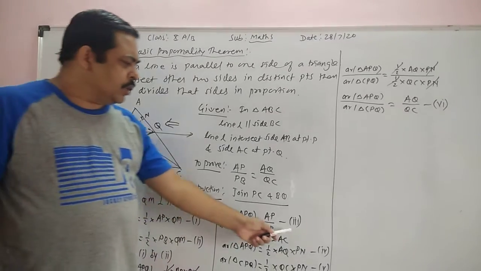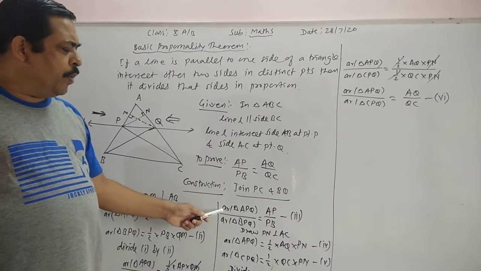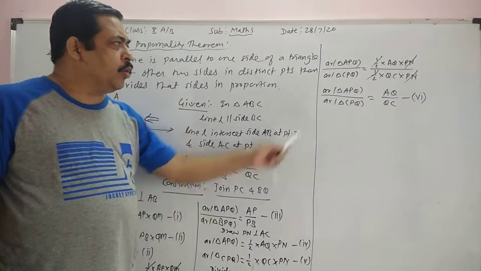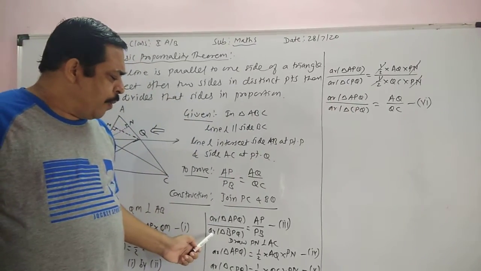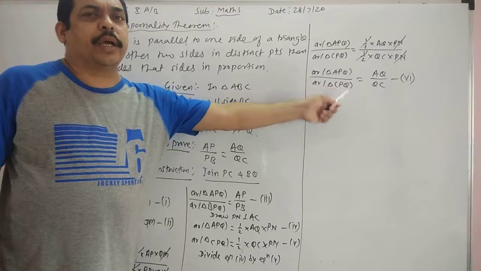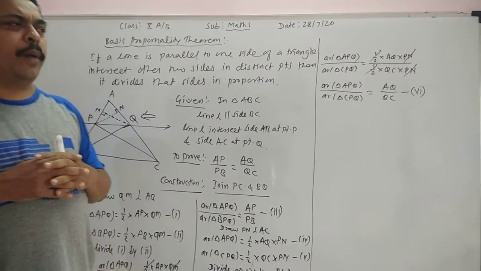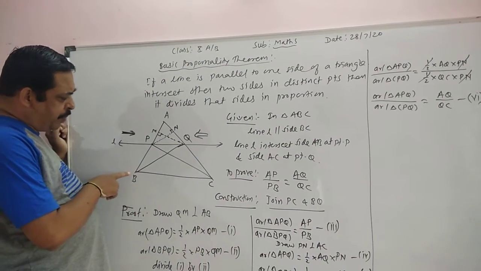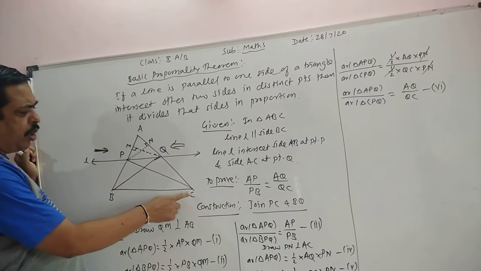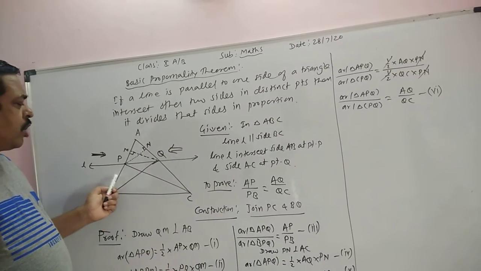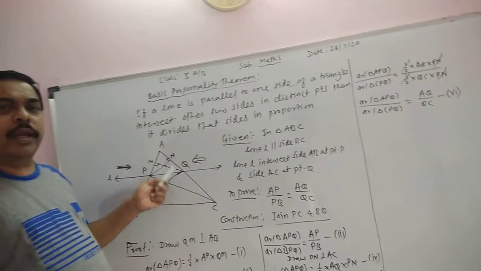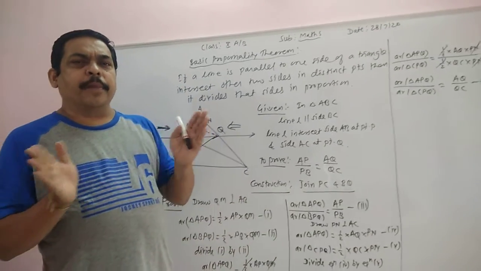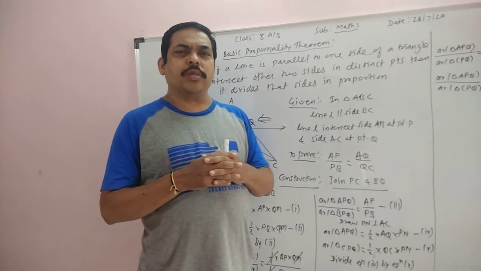If we observe equation 3 and equation 6, the numerator on the LHS of both equations is the same, area of triangle APQ. Only the denominator changes, area of BPQ and area of triangle CPQ. Are these areas equal? Yes, because in 9th standard we learned that if two triangles lie between the same parallels and have the same base, then they have the same area.